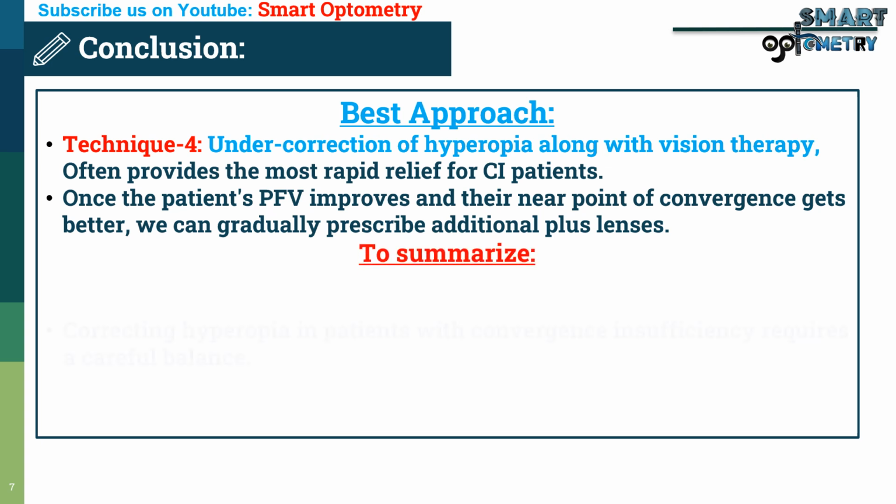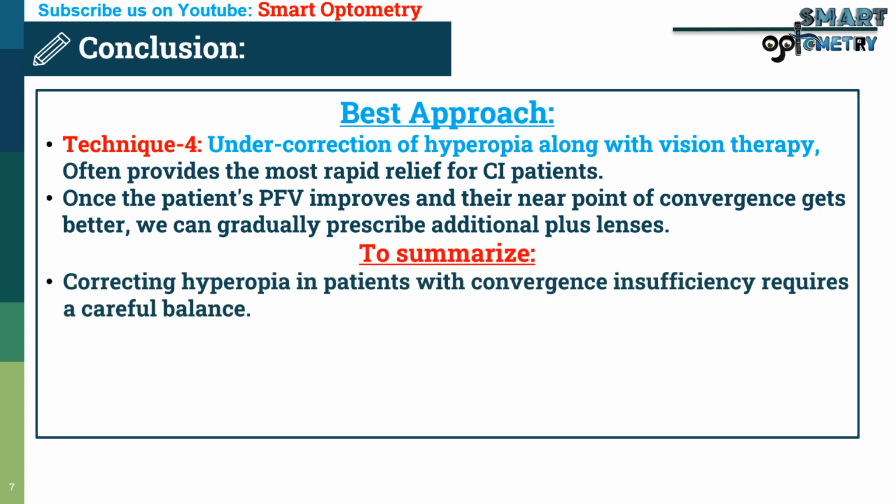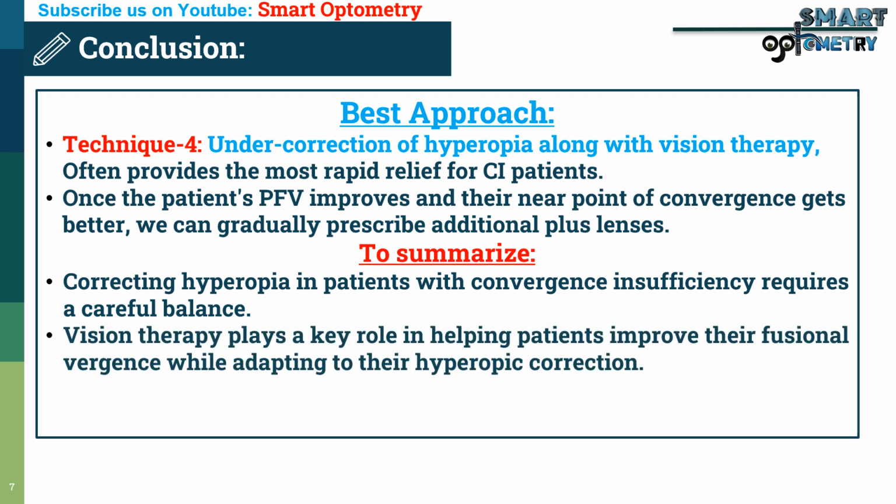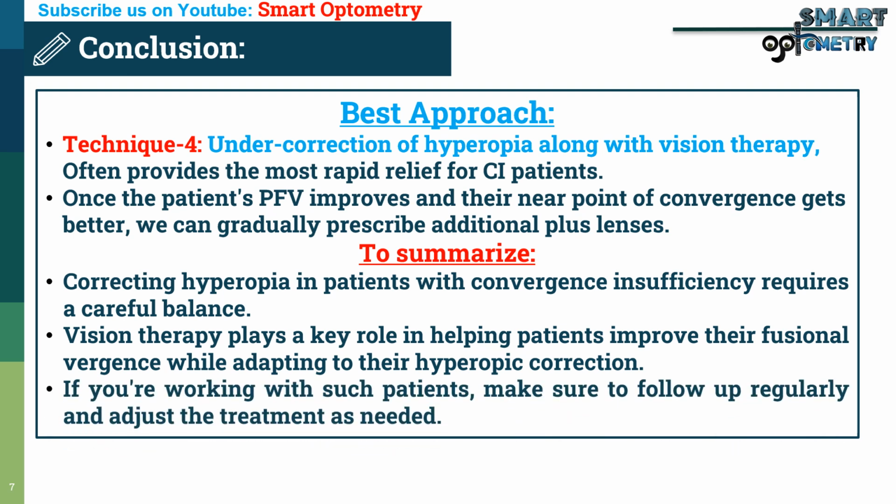So, to summarize, correcting hyperopia in patients with convergence insufficiency requires a careful balance. Vision therapy plays a key role in helping patients improve their fusional vergence while adapting to their hyperopic correction. If you're working with such patients, make sure to follow up regularly and adjust the treatment as needed.